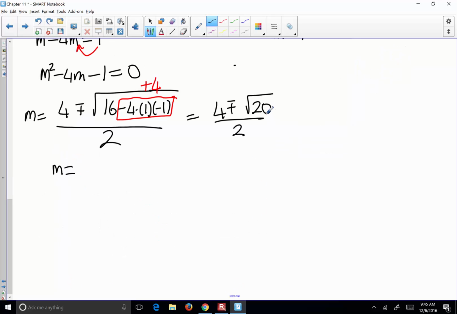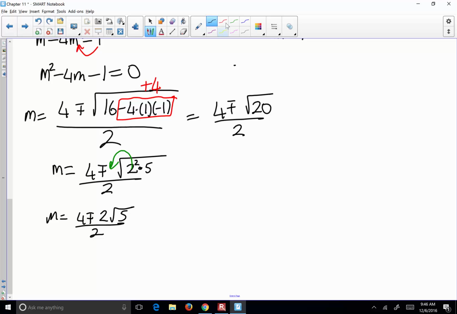But I know 20 has a factor of 2 squared and 5. I'm breaking 20 into 2 squared and 5 because 20 is 4 and 5. 4 breaks as 2 squared, and I can save 2 out of this jail. And even better, we can distribute this 2 to both and divide and get a simpler answer as 2 plus or minus root 5, because 2 over 2 is 1 root 5.